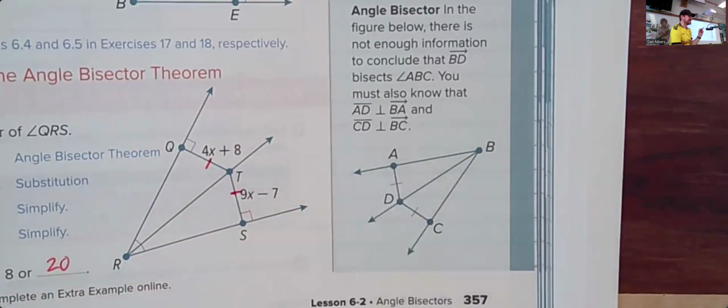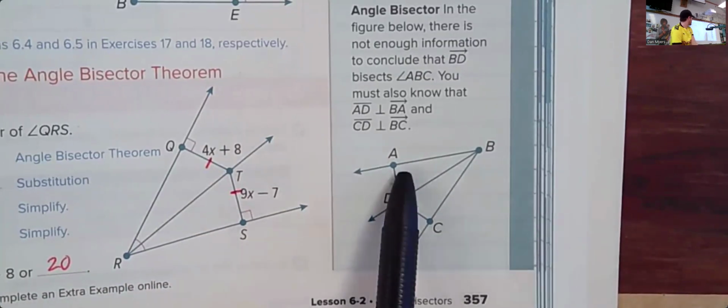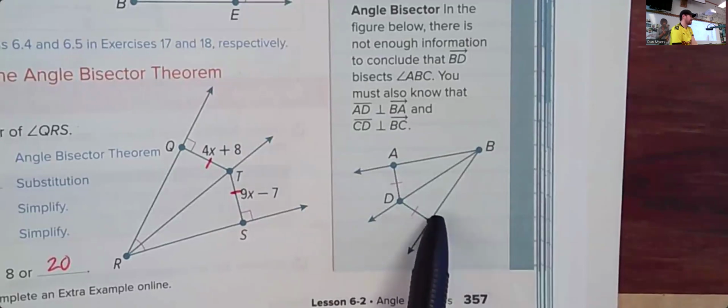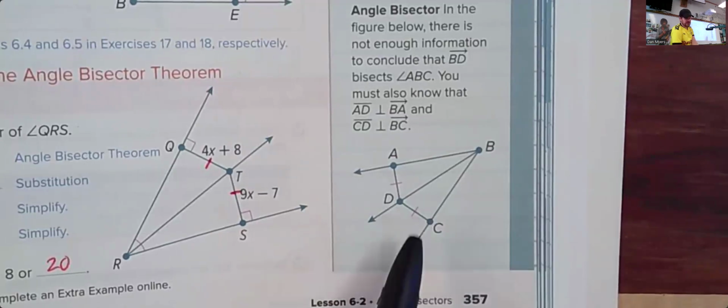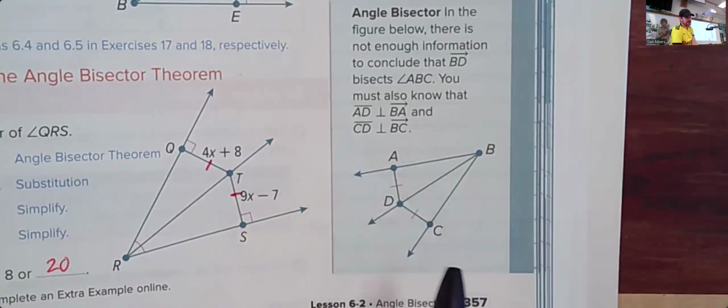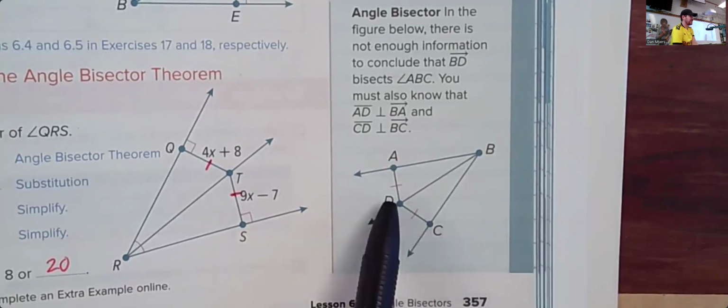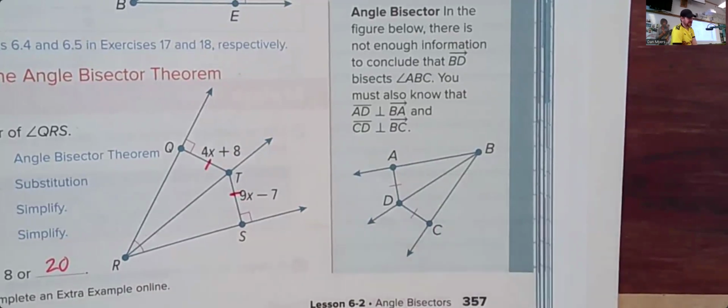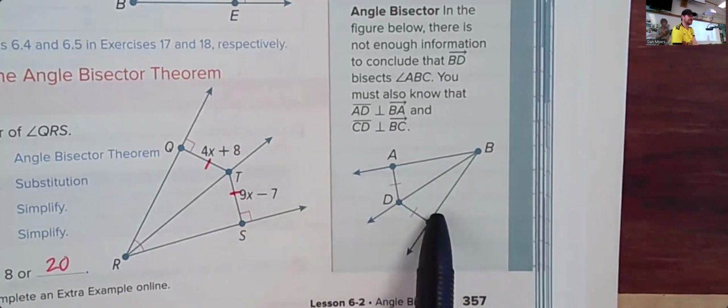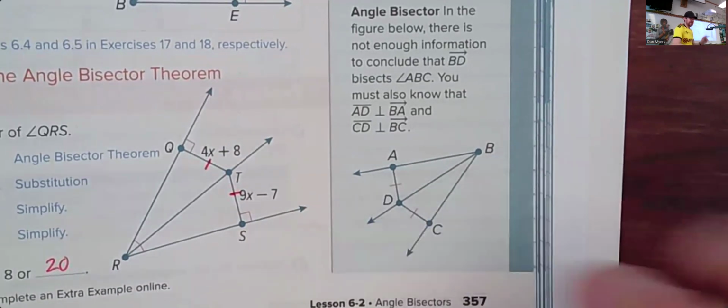we don't know if from D to A is the distance from this point to that line, because the distance from the point to the line has to be perpendicular, and we don't know that it's perpendicular here or here. So even though we know the segment lengths are the same, we don't know that those are actual distances between the points and the lines. So there's not enough information there. We would have to have proof that we have right angles at A and at C in order to make that work. All right, go ahead and turn the page.